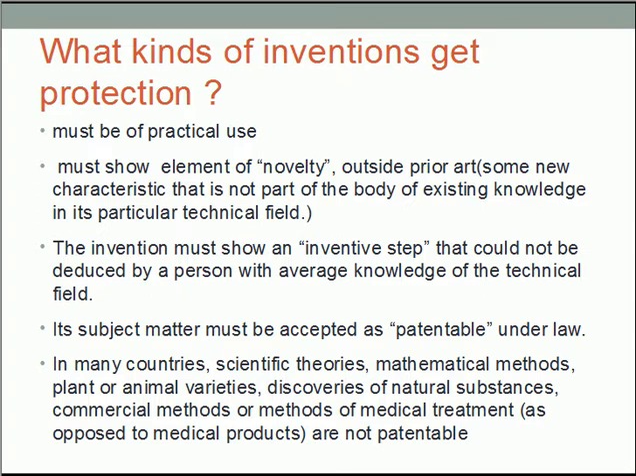Now I'll proceed on to what kind of inventions get protection. The invention to get a patent must be of practical use and it must show an element of novelty outside prior art. That is, some new characteristic that is not part of the body of existing knowledge in its particular technical field. The invention must show an inventive step that could not be deduced by a person with average knowledge of the technical field. And finally, its subject must be accepted as patentable under law.